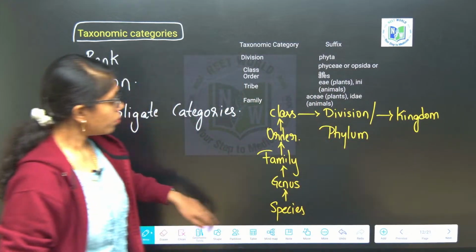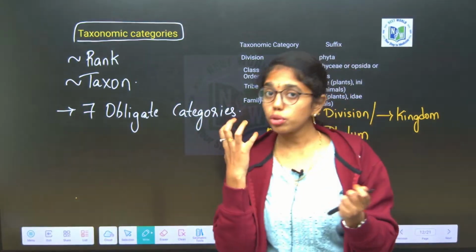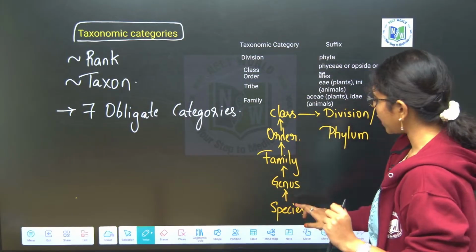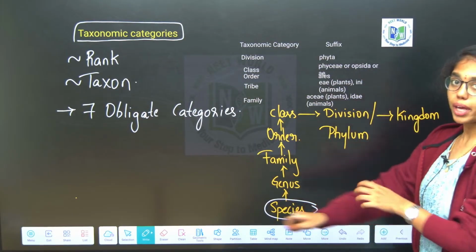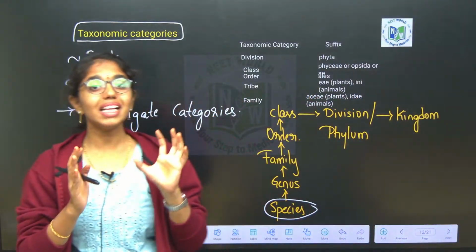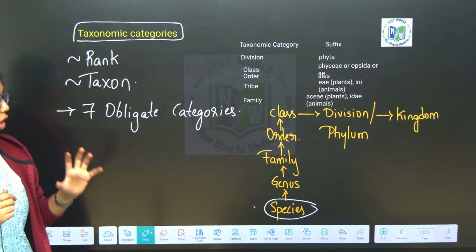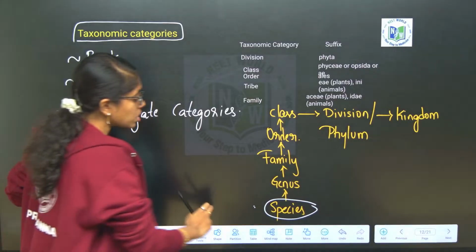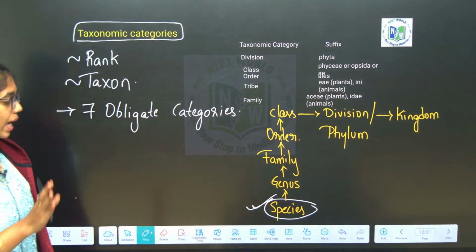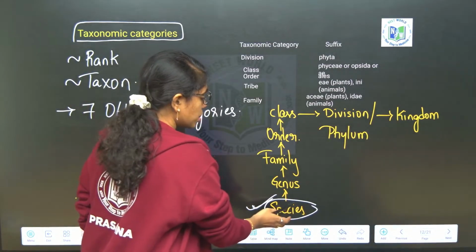Fine, ma. So, what are species? How did you group different organisms into the basic unit of taxonomy? What is the basic unit of taxonomy category here? Species. Those organisms which have basic morphological similarities are placed in the species.